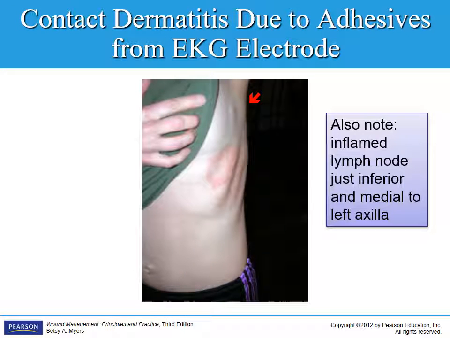This is an example of a contact dermatitis due to the adhesive from an EKG electrode, sorry, backwards there. But people who have contact dermatitis often react to adhesives on electrodes or band-aids, or any kind of adhesive that is put on the skin.